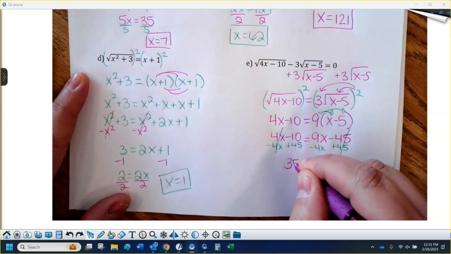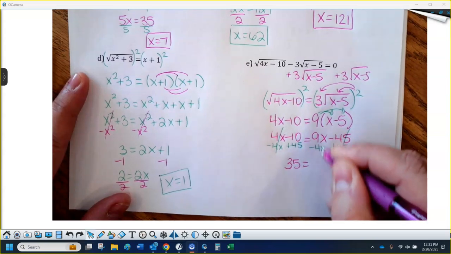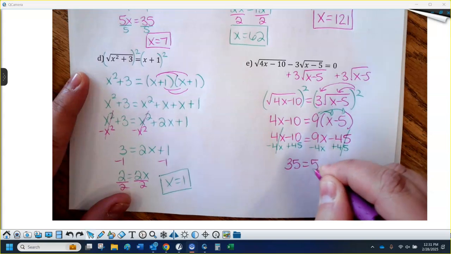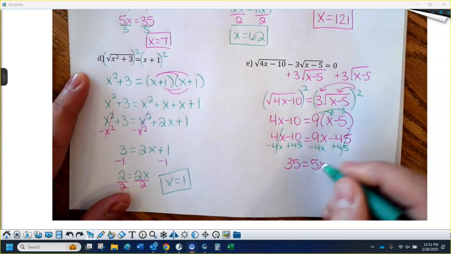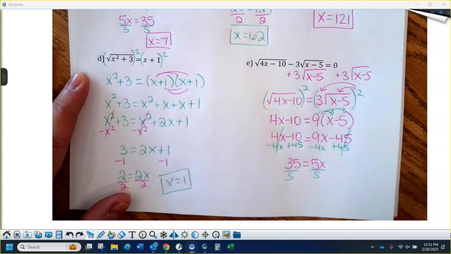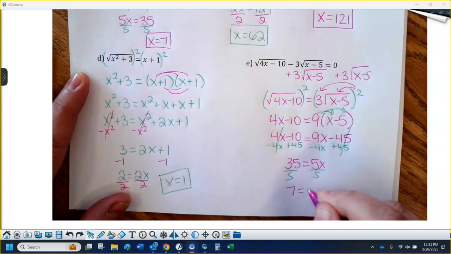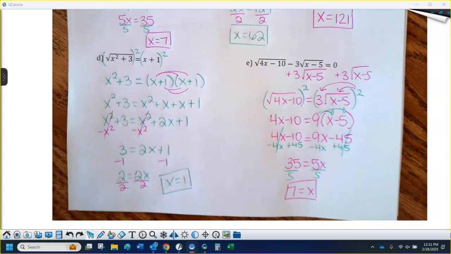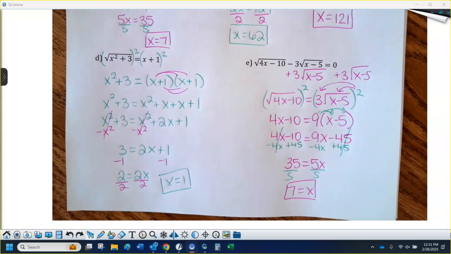You're going to get negative 10 plus 45 gives you 35. 9x minus 4x gives you 5x. And then I'm going to divide by 5. And so x is going to be 7 for this question. Is anybody having a question?